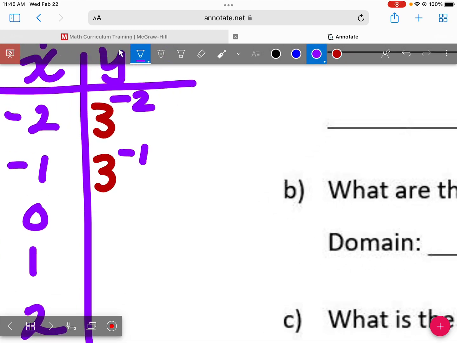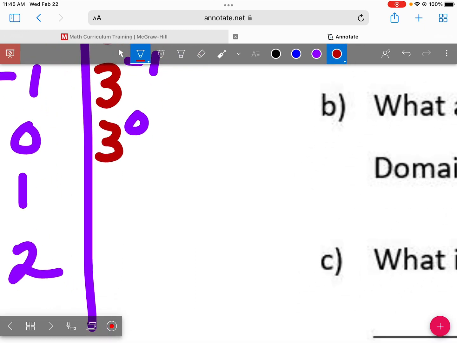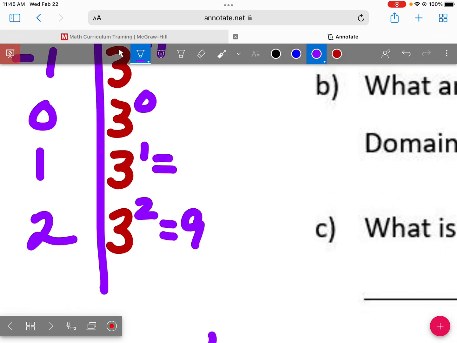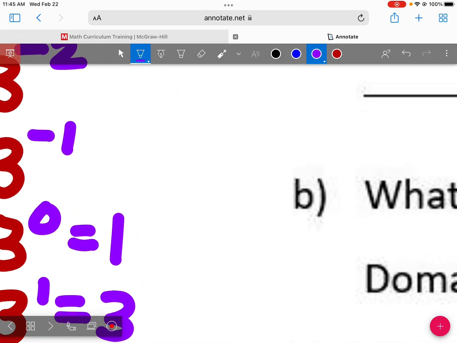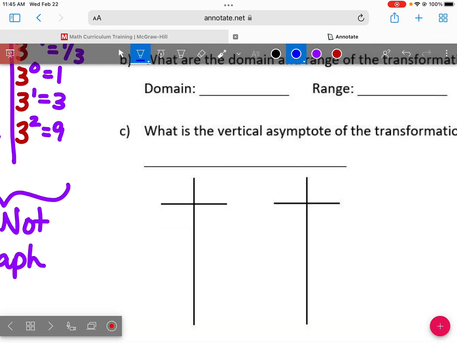3 to the power of -1. 3 to the power of 0. 3 to the power of 1. 3 to the power of 2. What is 3 to the power of 2? 9. 3 to the power of 1? 3. 3 to the 0? 1. 3 to the -1? 1 over 3. 3 to the -2? 1 over 9.